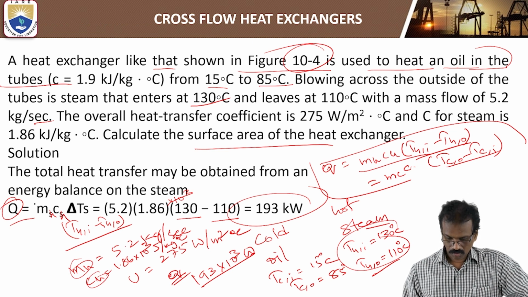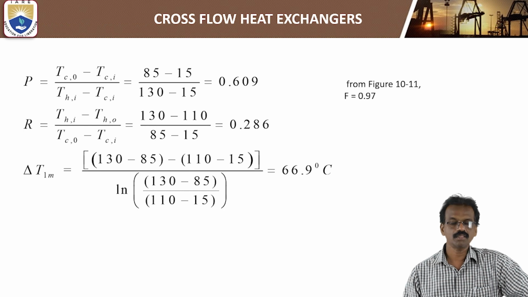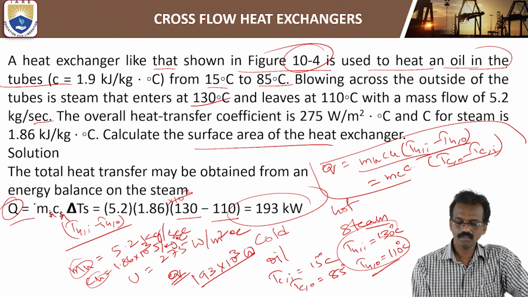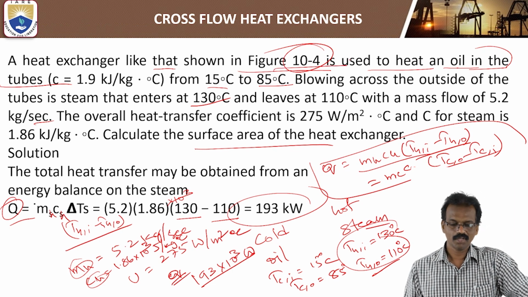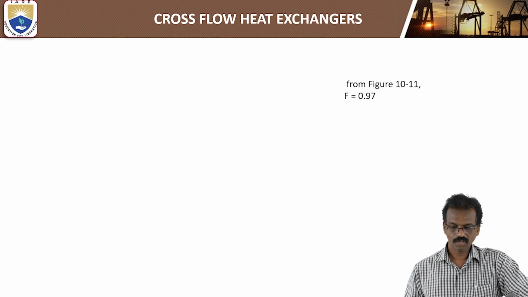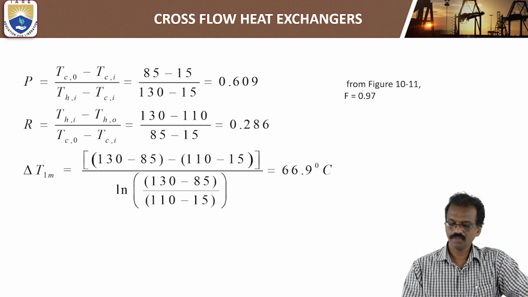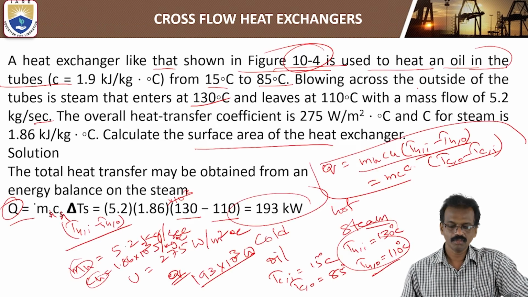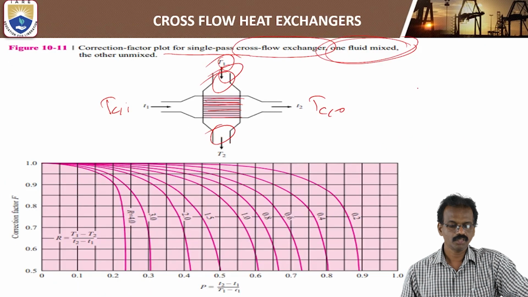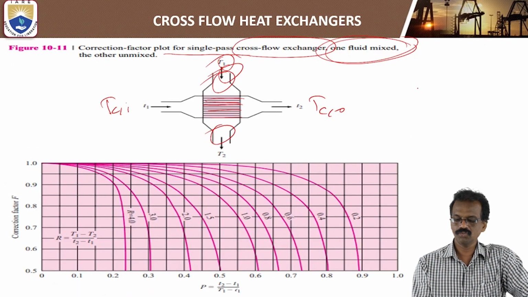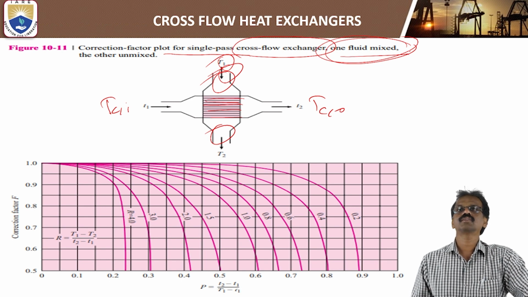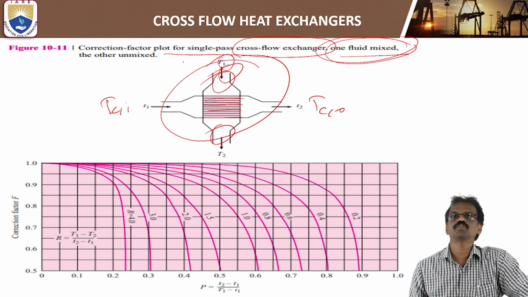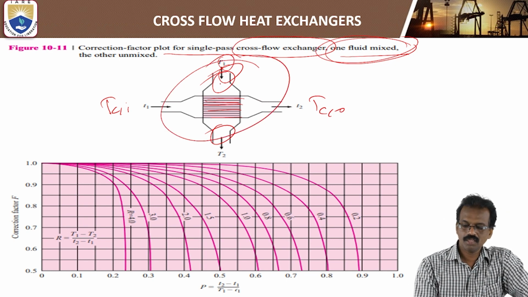So now we have to find the correction factor F. It is very important. Okay, what is the condition here? We'll see in the figure. So the figure is not given. Sorry. So according to this, figure 10.11. Okay, we'll see that one. In figure 10.11, one fluid is mixed, another fluid is not mixed. So this is the condition. This type of figure has been given in that numerical.